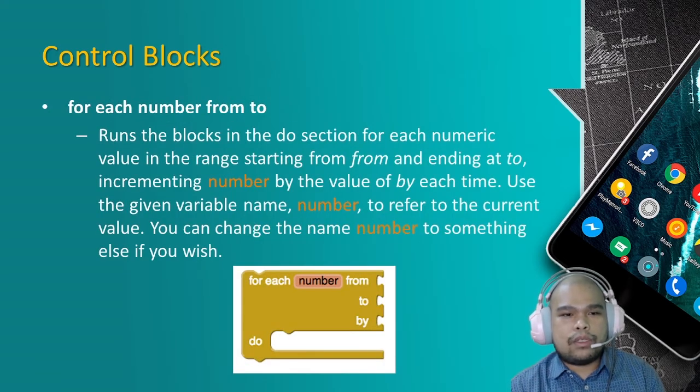So, aside from those conditional statements, no, we also have yung for each from to. So, ito naman ngayon, runs the block in the do section for each numeric value in the range starting from and ending to, incrementing the number by the value each time. Use the given variable number to refer to the current value. You can change the name of the number to something else you wish. So, eto ngayon, parang basically this is creating a tawag dito, for loop. Okay? So, this is a counterpart of yung for loop na ginagawa natin on your usual Java programming or your Python programming, no? So, you'll be defining ngayon kung ano yung mga parameters ng for loop mo and kung ano ngayon i-execute niya under the do.